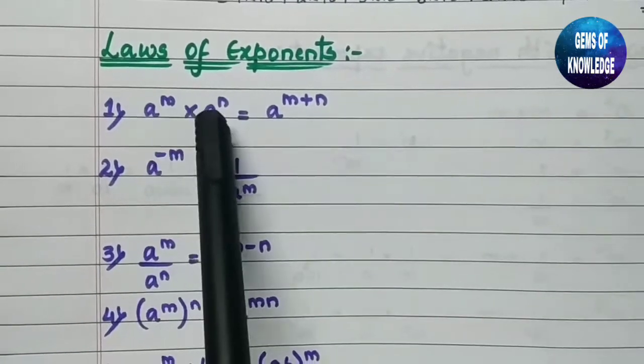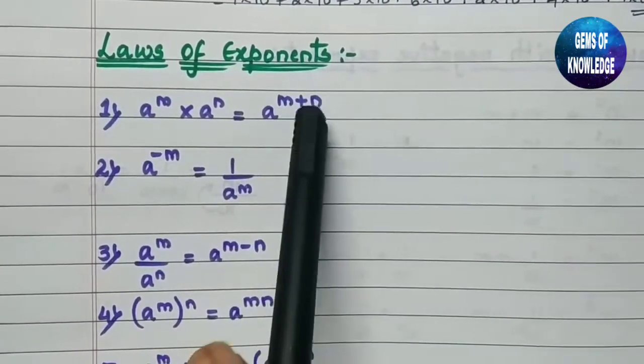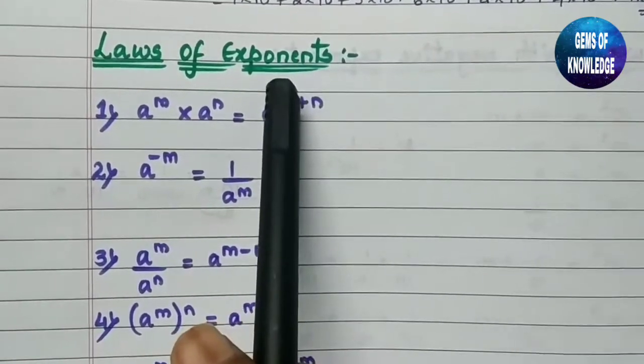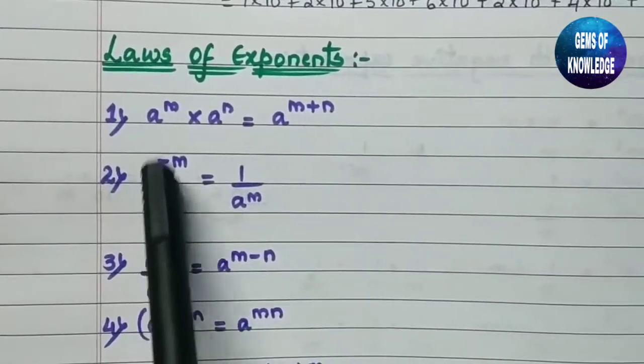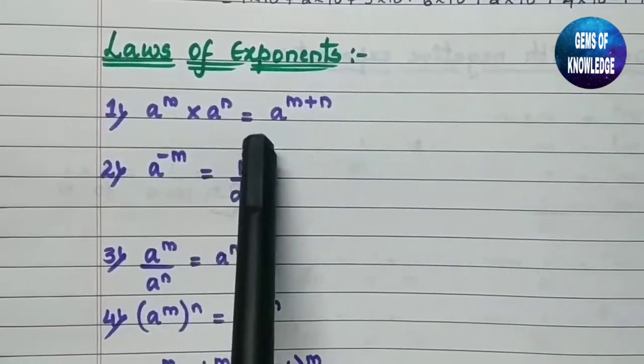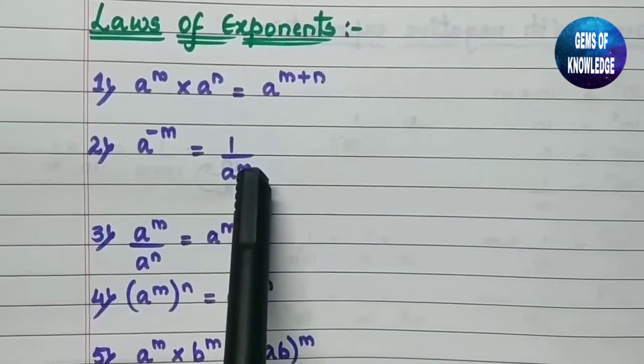When two bases are the same and two different exponents are given, we can add the exponents, or add the powers here. And a to the power of minus m can be written as 1 divided by a to the power of m.